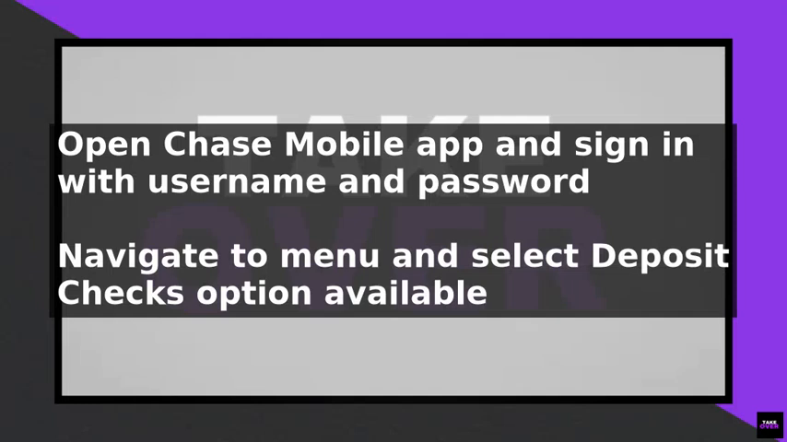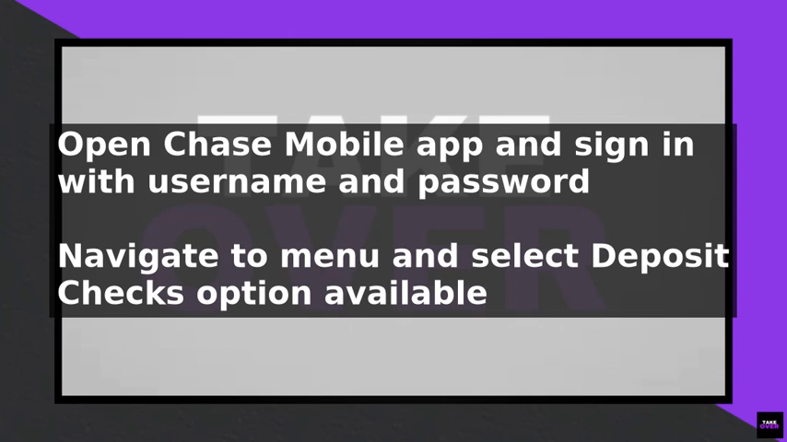To use Chase QuickDeposit, you will need to have a Chase checking or savings account and the Chase mobile app installed on your device. First, open the Chase mobile app and sign in with your username and password.